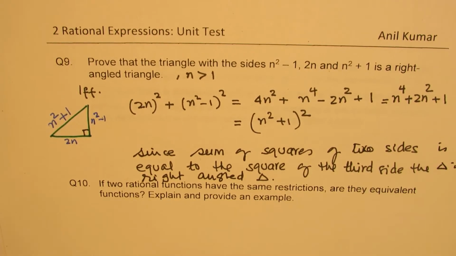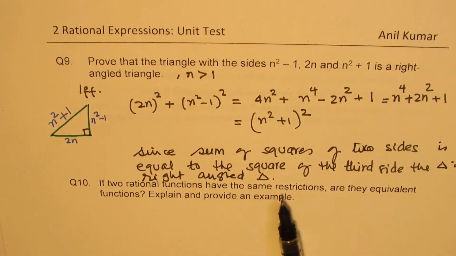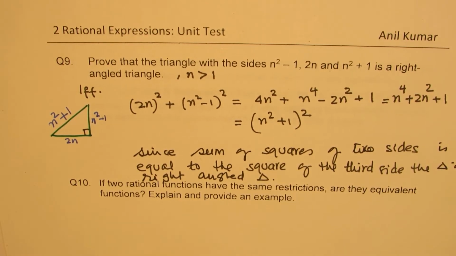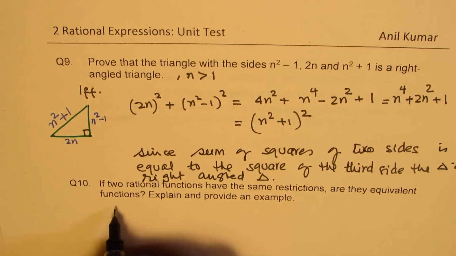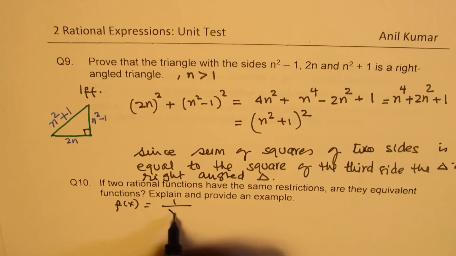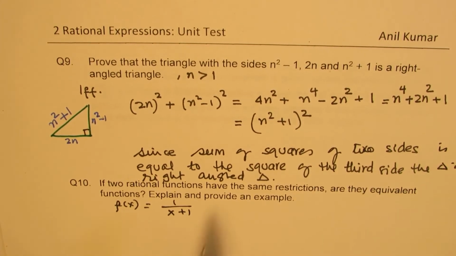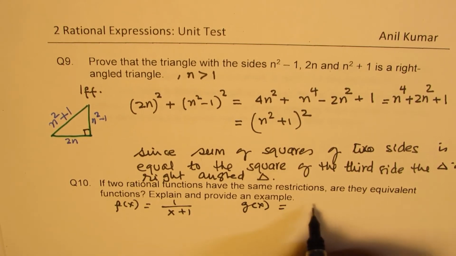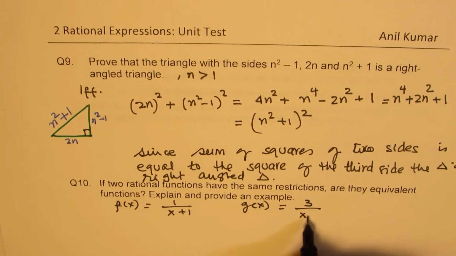Question number 10. The two rational functions have the same restrictions. Are they equivalent functions? Explain and provide an example. Well, we can take one function, let's say f of x, as equal to 1 over, let's say, x plus 1, correct? And the other, let's say g of x, as 3 over x plus 1.